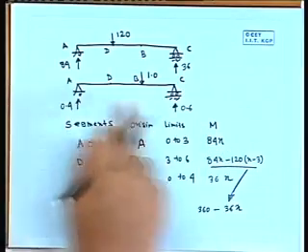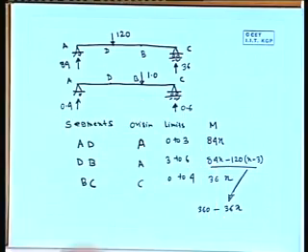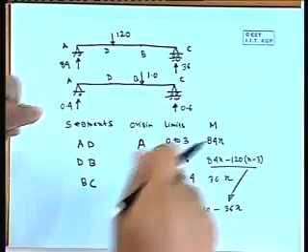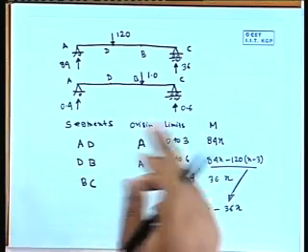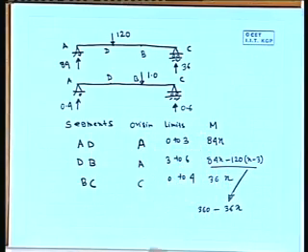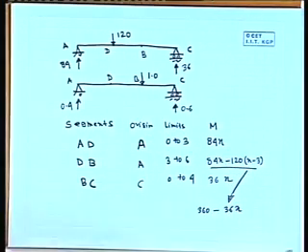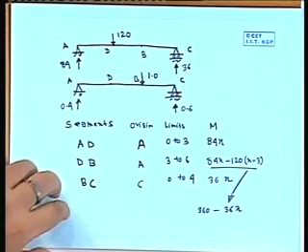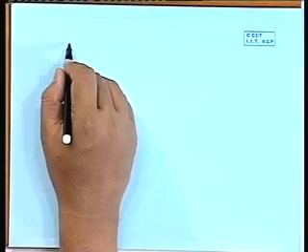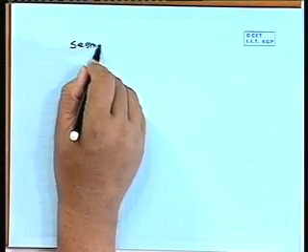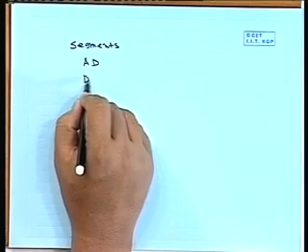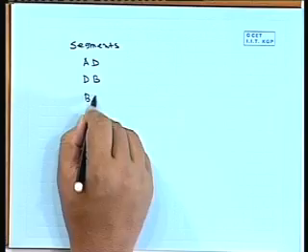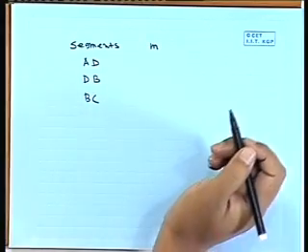Now this part is for the unit load at B. The reactions are known, so we can find out the expression for small m. Small m we can write here, or we can make a separate table. So it will again be segments: AD, DB and BC, and this is small m.